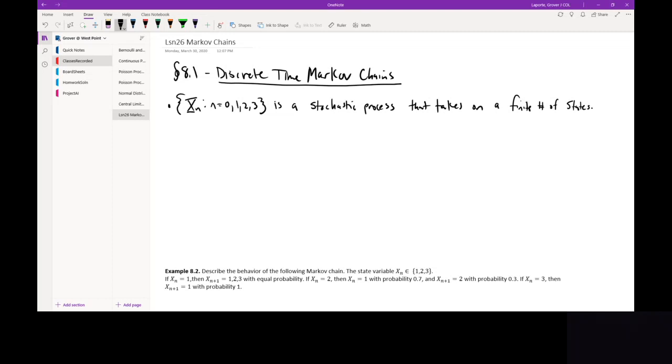So this is a stochastic process that takes on, okay, so if X_n is equal to i, what this means, then the process is said to be in state i at time n.